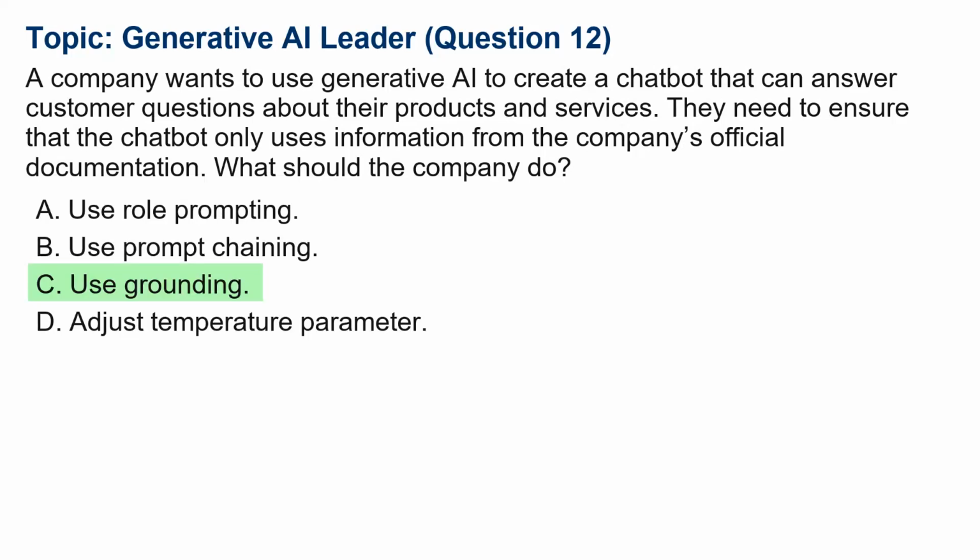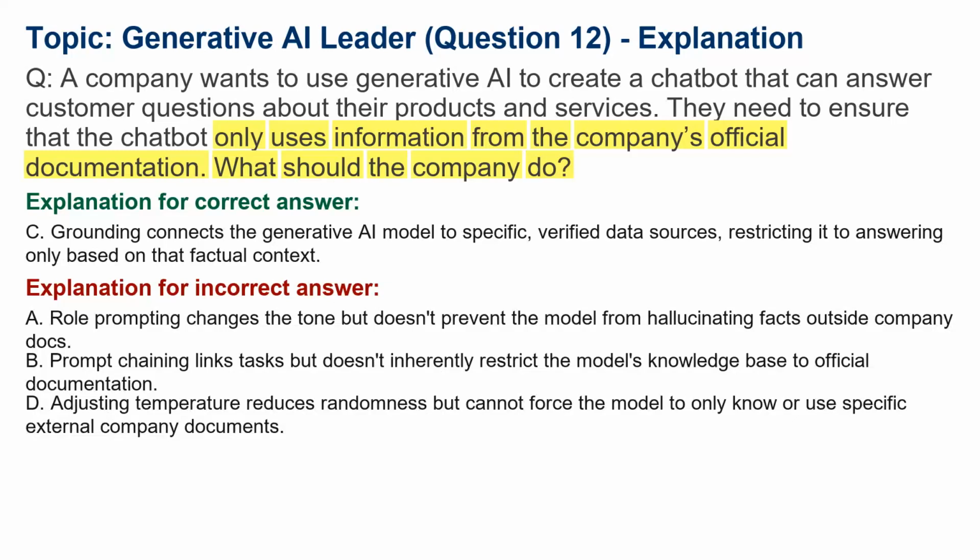The correct answer is C. Use grounding. To arrive at the correct answer, we focus on the keywords, only uses information from the company's official documentation. What should the company do? Why is this correct? C. Grounding connects the generative AI model to specific, verified data sources, restricting it to answering only based on that factual context. Why are the others incorrect?